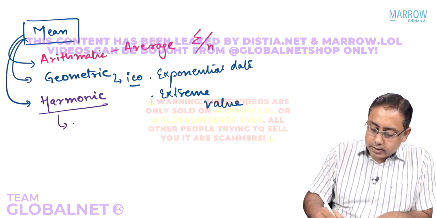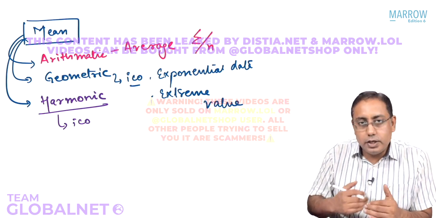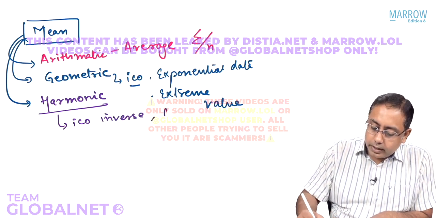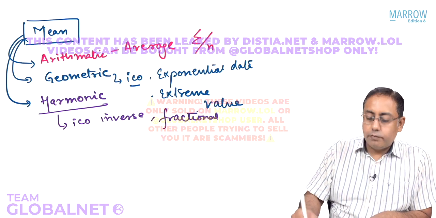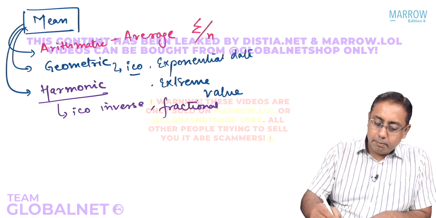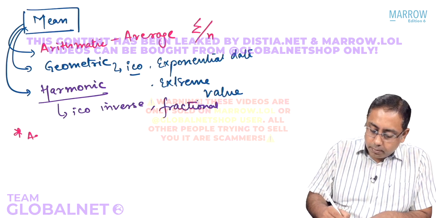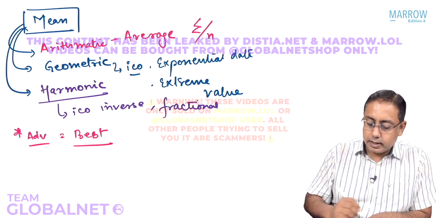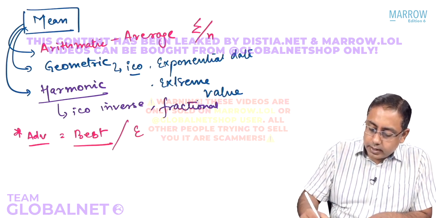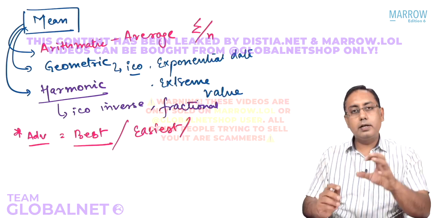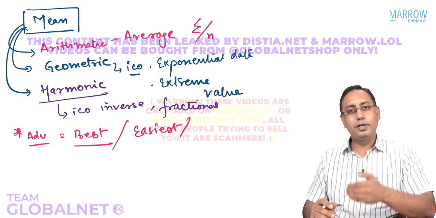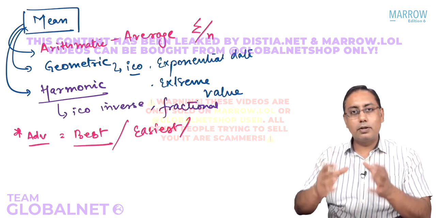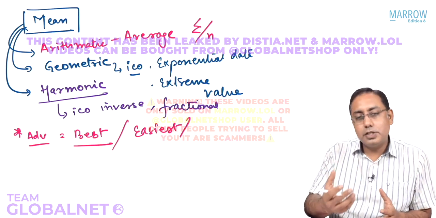Harmonic mean, on the other hand, is calculated in case of inverse data or when the data is in fractional numbers. Please also remember, some of the important MCQs are over here: what are the advantages of the mean? The mean is the best measure of central tendency and it is the easiest to calculate. In fact, it is one of the first things you calculate, and you also did that. When I asked you how to compare population A and population B, you calculated the mean. So that is the measure of central tendency.